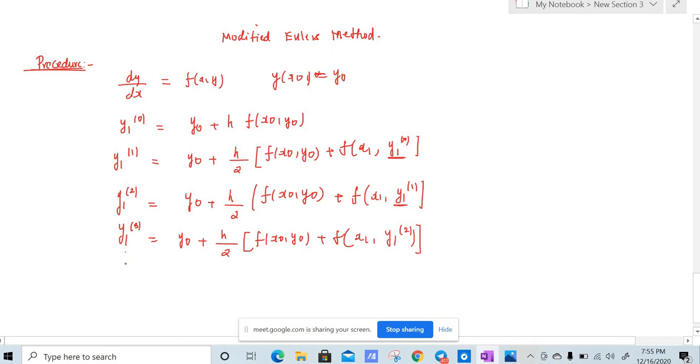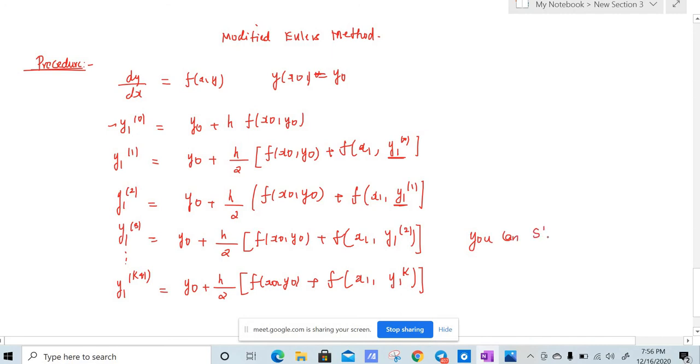So you need to go on up to, let us say, k plus 1. So y of k plus 1 will be y naught plus h by 2 into f of x naught comma y naught plus f of x1 comma y1, with index k plus 1 minus 1, which will be k. So you need to find y1 of 0, y1 of 1 and so on. You can stop if two successive values are close to one another.